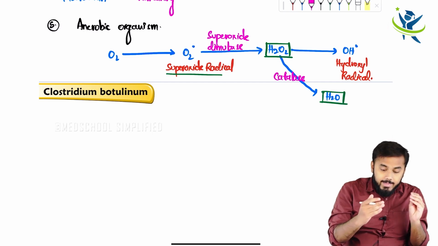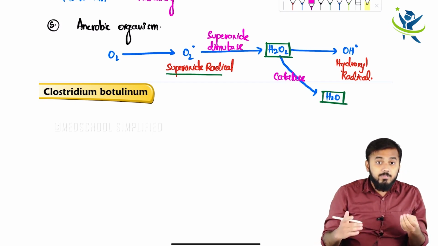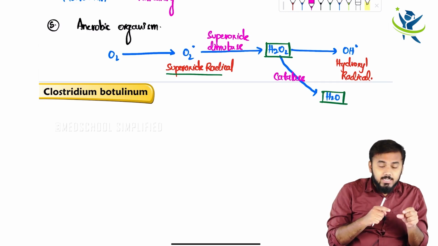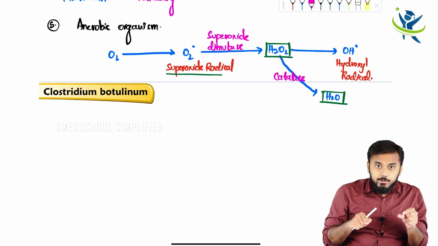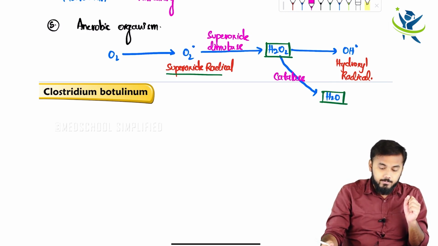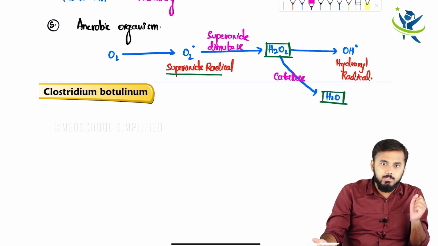On the other hand, H2O2 is converted to hydroxyl radical and also to water. If I don't have catalase, what will happen? Instead of being converted into water, the reaction will go the other way, converting it into hydroxyl radical. So again, the same story: hydroxyl radicals are formed in my body, and again they start damaging my RBC.